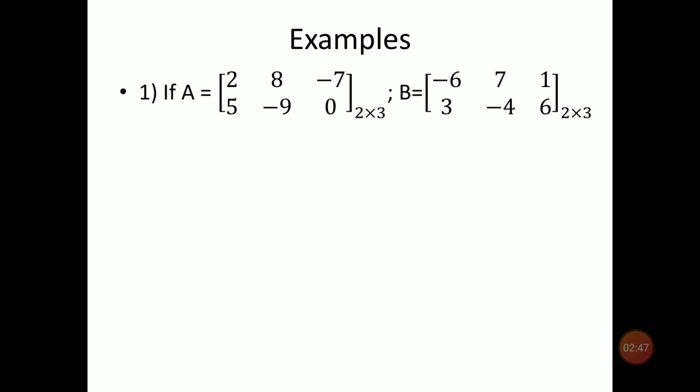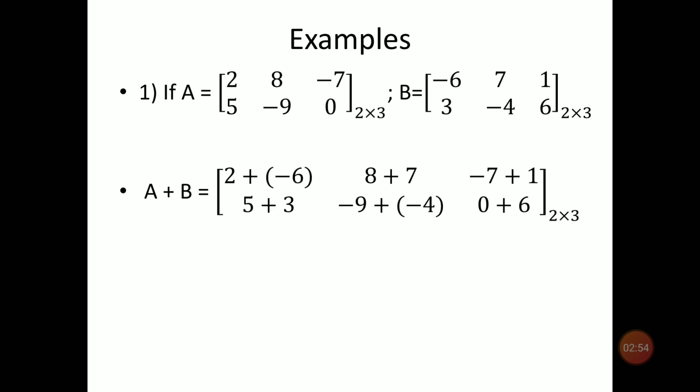Here A is a matrix of order 2 by 3, B is also a matrix of order 2 by 3. Then how do we define the addition of A and B? Addition of A and B is obtained by adding the corresponding elements. What do we mean by corresponding elements? We have added 2 plus minus 6. 2 is an element in the first row and first column of matrix A, and minus 6 is the element in the first row and first column of matrix B. So we have added 2 and minus 6.